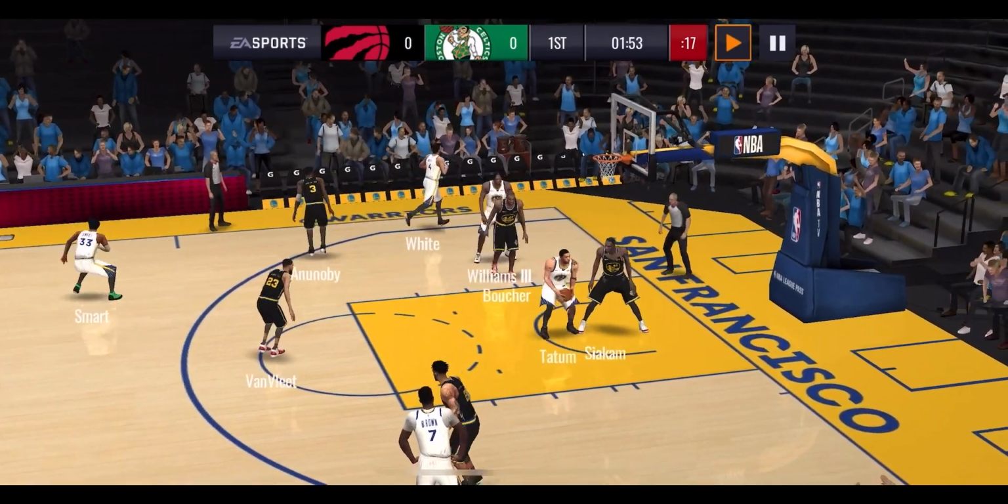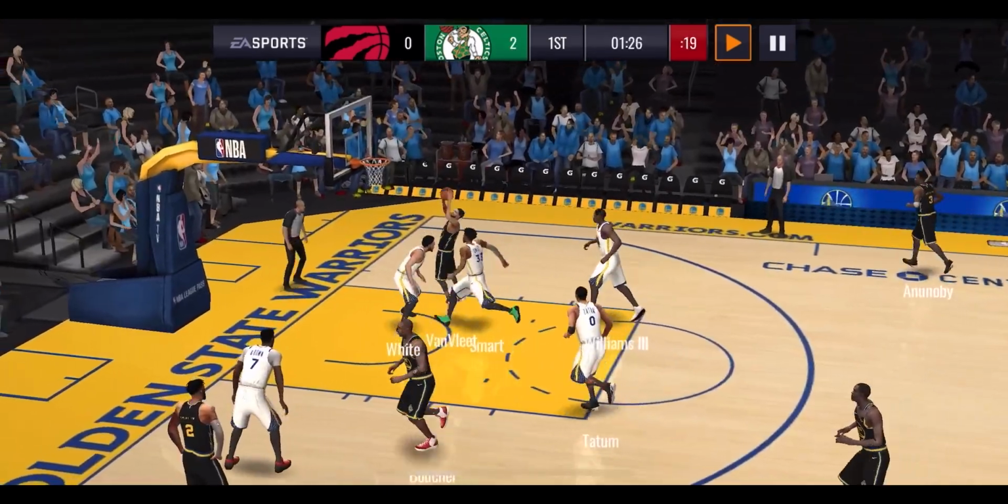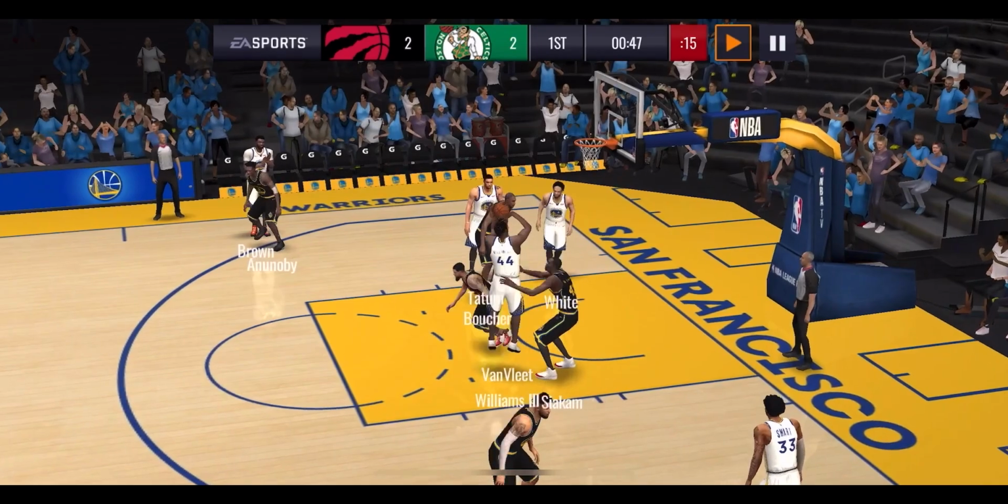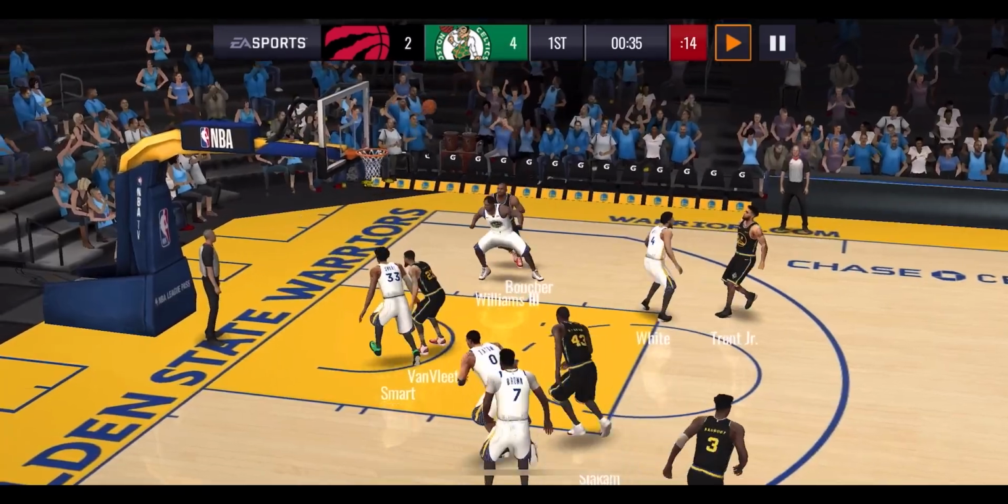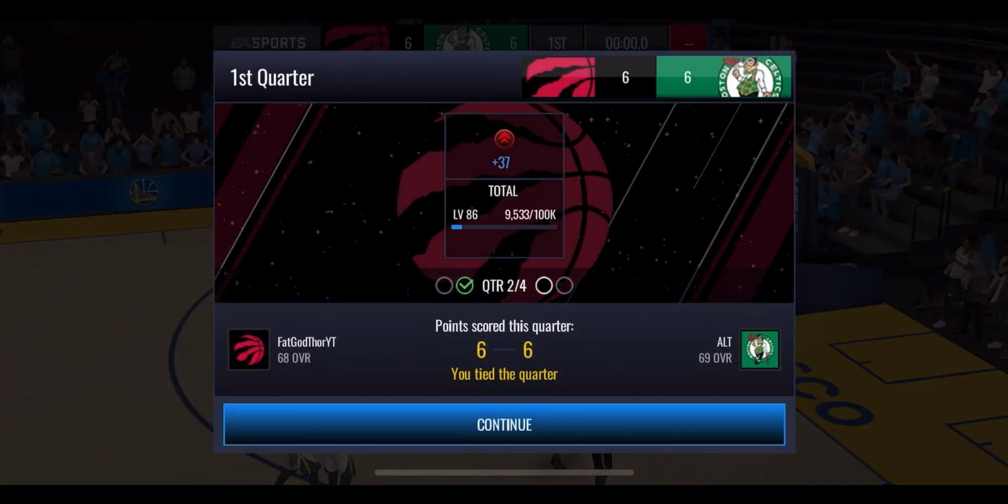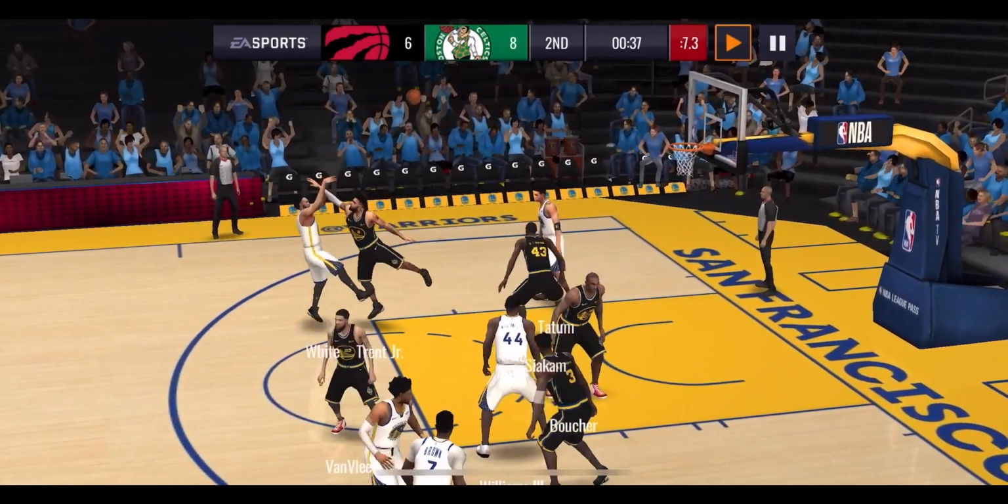which is just absolutely nuts, where they were going to face either the Raptors or the Celtics. The Raptors were absolutely crazy in making it this far, and they did put in a really, really good fight. You can see at the end of the first quarter, it was 6 apiece. They were holding the Celtics to a draw at the end of the first quarter, but then the Celtics started to pull away a little bit.